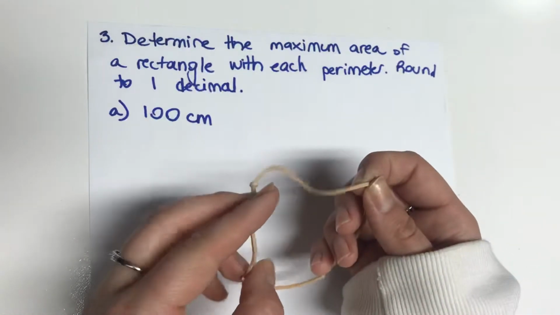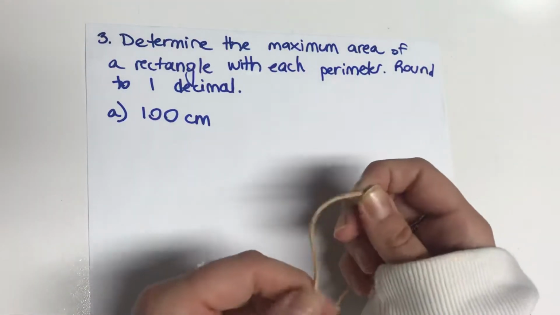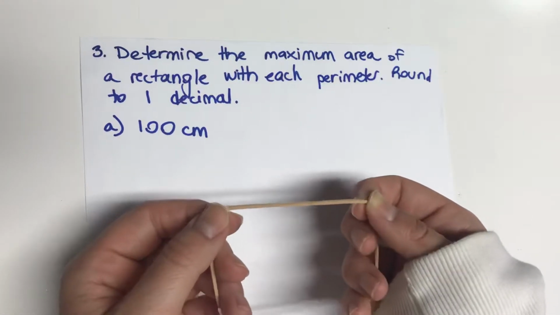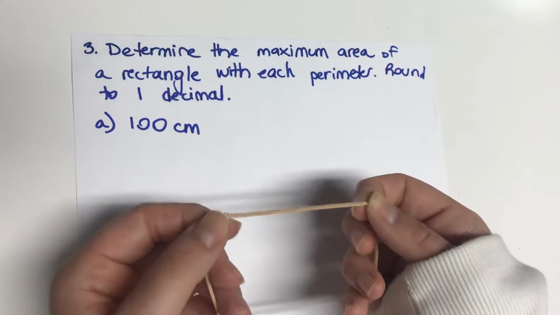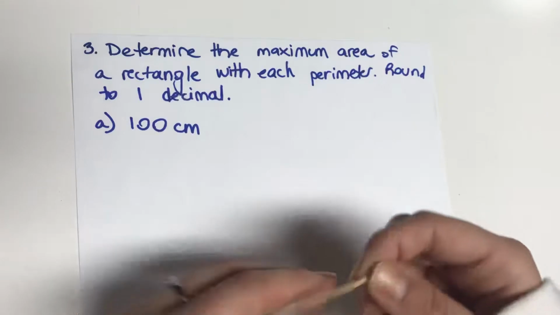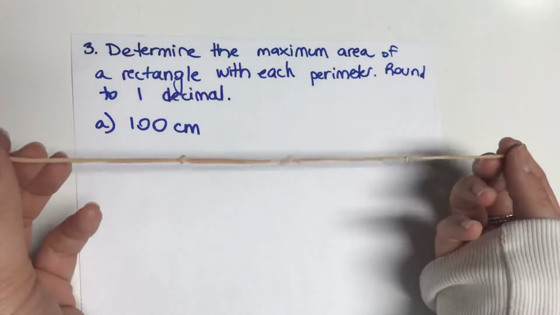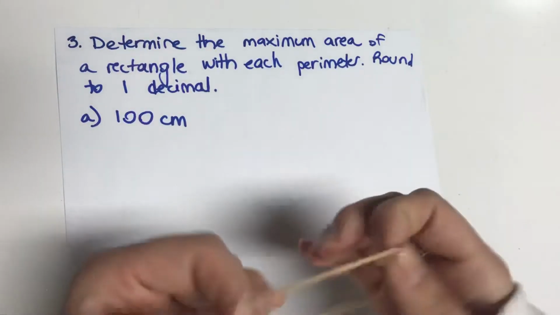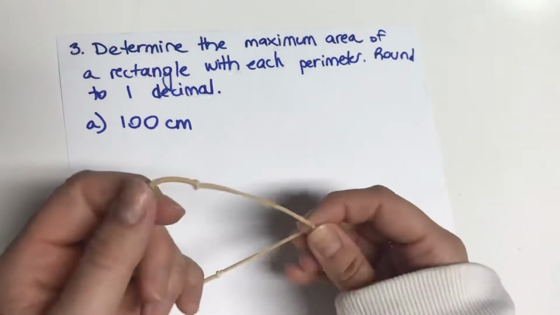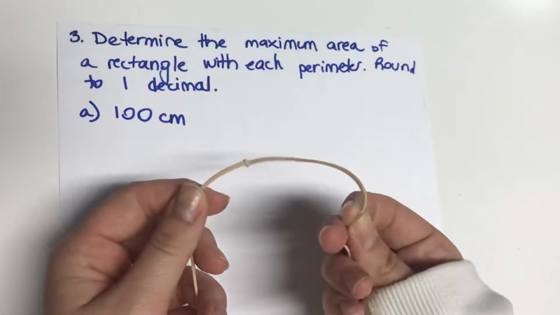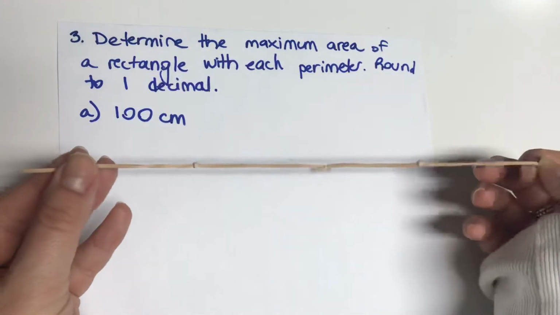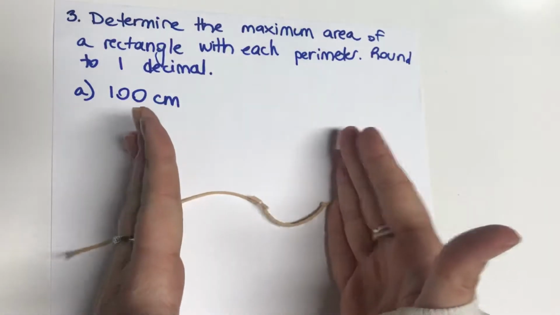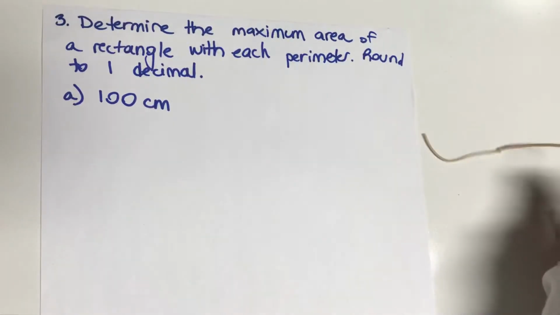We learned through the investigation that the shape that has the maximum area for this perimeter is a specific type of rectangle, and that is a square. So if I make this into a square, I know I'm going to have the greatest possible area. If this is 100 centimeters and I want to make it into a square, every side is going to be the same. So I'm going to take that 100 and divide it by 4, because if I cut this into 4 equal pieces, I'm going to make a square.